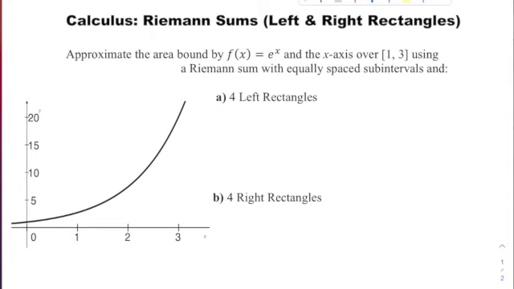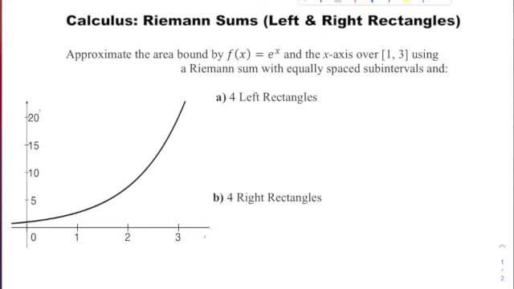So we're taking a look at a nice simple function here, one you should be familiar with. The f of x equals e to the x is exponential growth. And we're trying to estimate the area underneath the curve between x equals 1 and x equals 3, over that interval 1 to 3, using a Riemann sum with equally spaced subintervals and 4 left rectangles, and then I'm going to do it with 4 right rectangles so you can see the difference and the similarities between the two approaches.